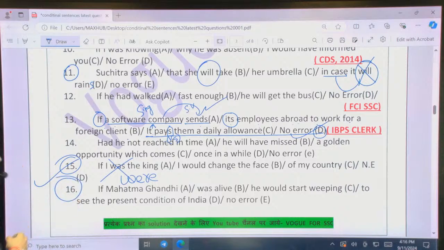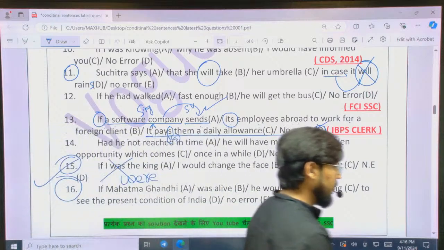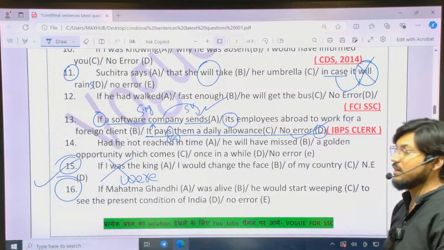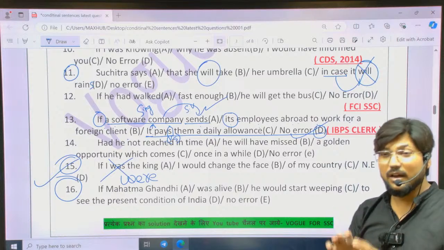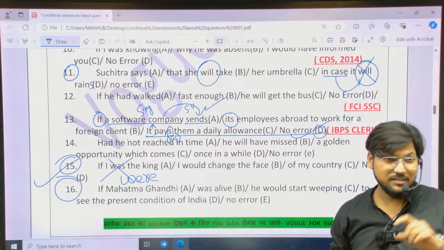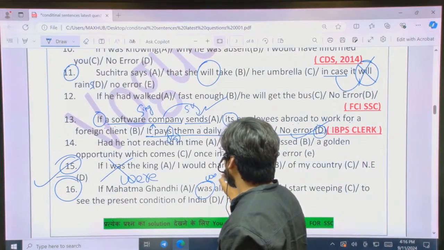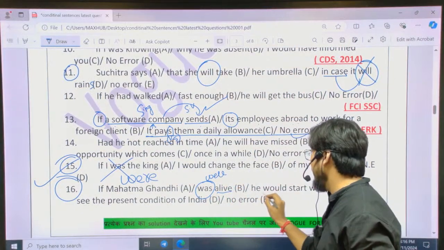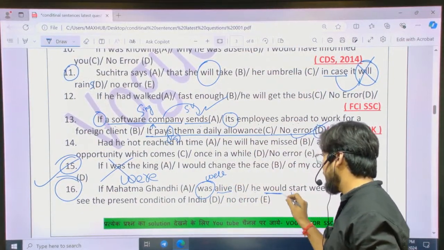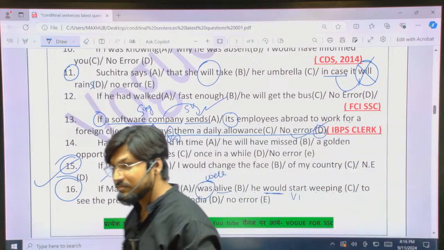Question number 16. If Mahatma Gandhi was alive, he would start weeping to see the present condition of India. Now tell me, if Mahatma Gandhi is alive now, we are just supposing, if Mahatma Gandhi were alive, he would, then V1, he would start weeping to see the present condition of India.